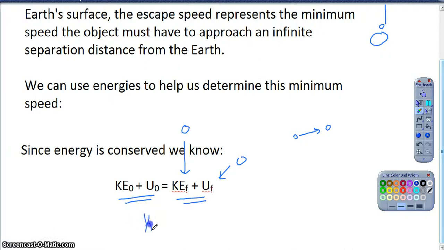So then what that tells me is the initial kinetic energy needs to equal the opposite of the initial potential energy. And we'll see the rest of this worked out in the second part.